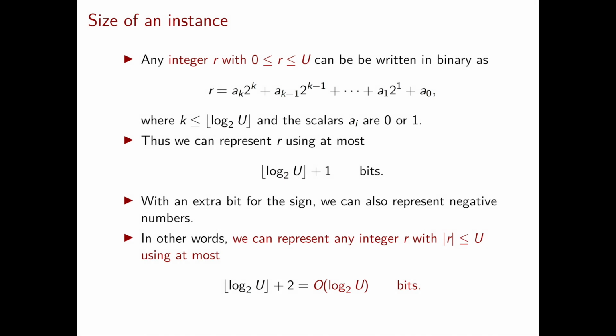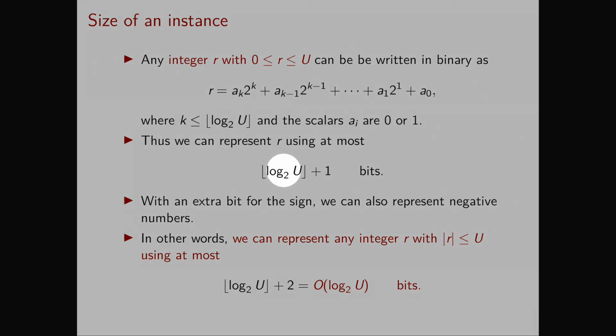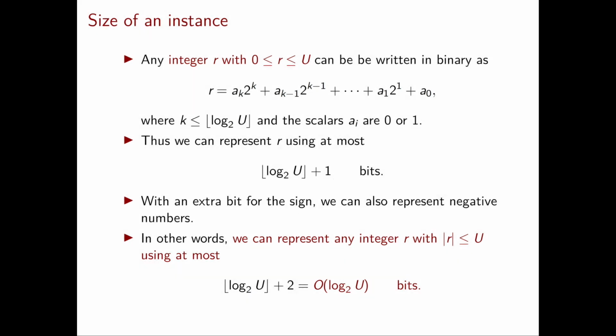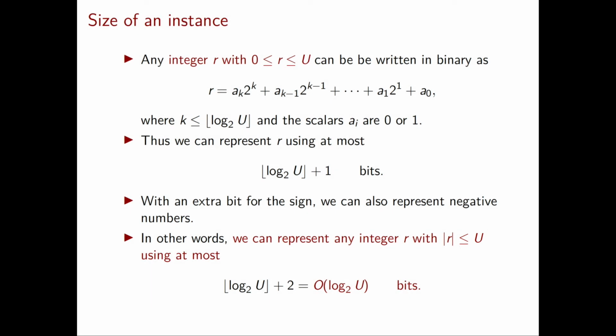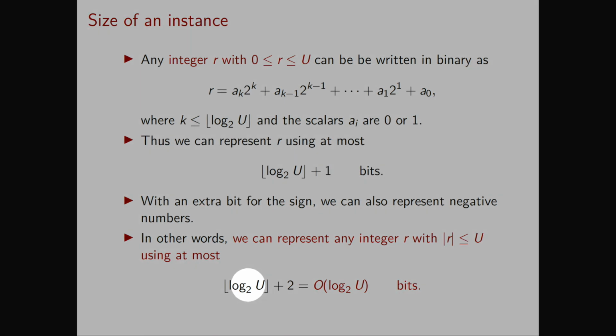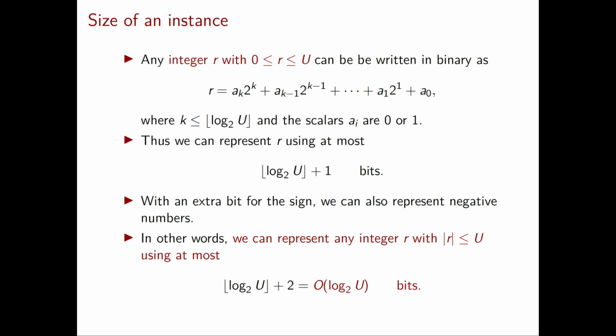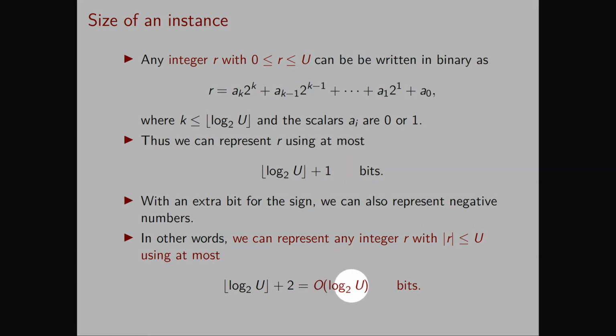Hence, we can represent our integer number r only using the 0, 1 scalars a_i. The total number of these scalars is the floor of log u plus 1. Therefore, we need the same amount of bits to represent r. Now, if instead we want to represent an integer whose absolute value is bounded by u, then we need only one additional bit for the sign. Therefore, the total number of bits will be the floor of log u plus 2. As always, we are only interested in the asymptotic behavior of this quantity. Therefore, the key message here is that we only need big O of log u bits.